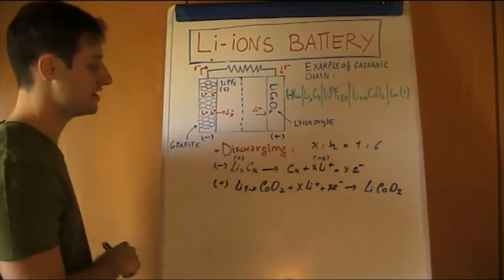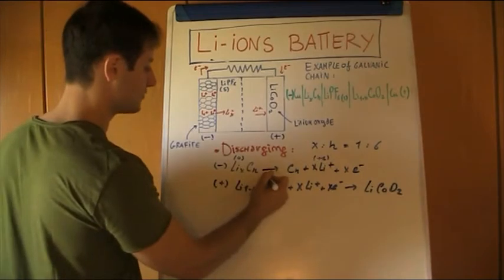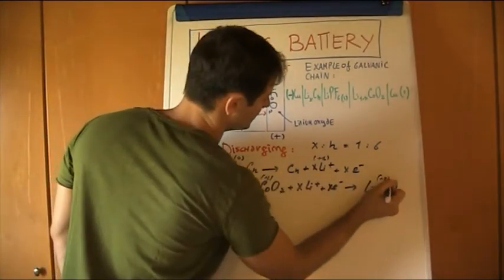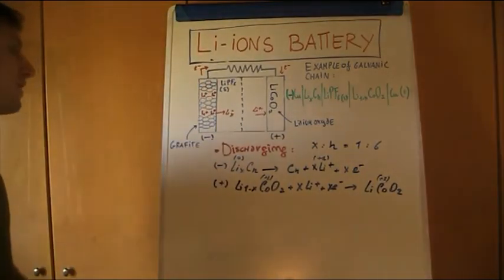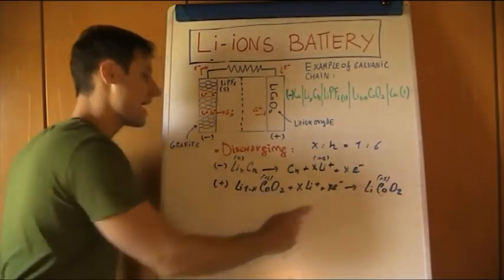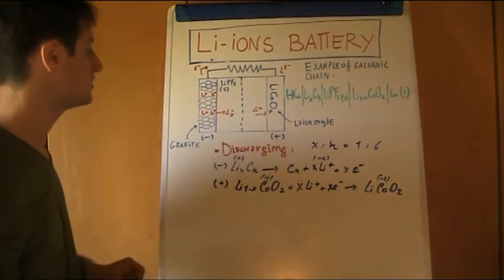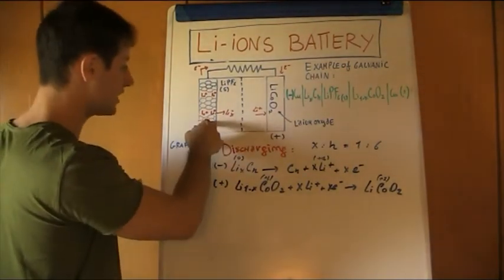This is acting as an anode. And in this case, the cobalt is passing from 4 plus to 3 plus, and so it's a reduction. So we have the reduction of the metal, the cobalt, and we have the oxidation of the lithium due to the passage of lithium from this to this electrode.